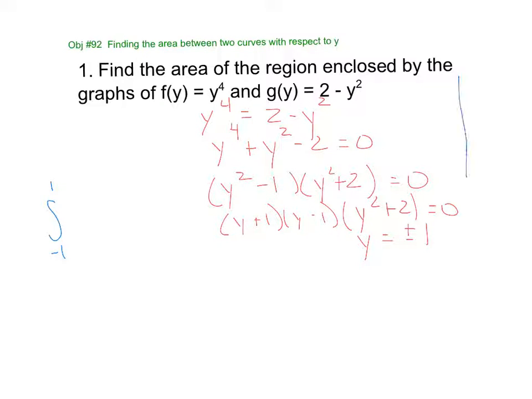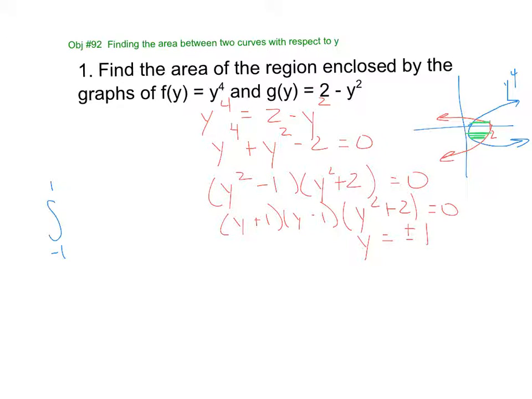If I were to graph this, y to the fourth looks like a y squared, it's just skinnier. So that's y to the fourth, and then 2 minus y squared would be here, and that looks like that. So that's our region. You can see that doing this in terms of y is the best method because left minus right makes a nice line there. That's like our dy value. Going up and down would make it much more complicated.